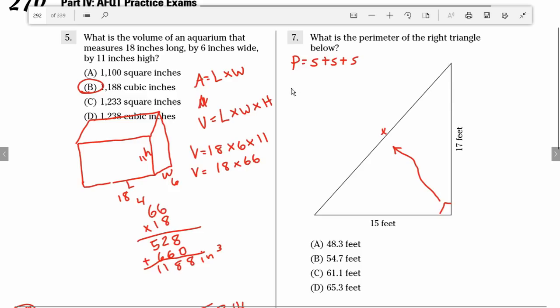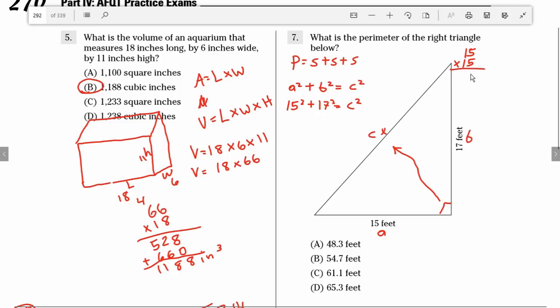Pythagorean theorem says this: a squared plus b squared equals c squared, where a and b are the legs of the triangle and c is the hypotenuse. So you can think of 15 as a, 17 as b, and this x as c. Let's go ahead and plug these in. So we got 15 squared plus 17 squared equals c squared. Let's work these off to the side so we don't make any mistakes.